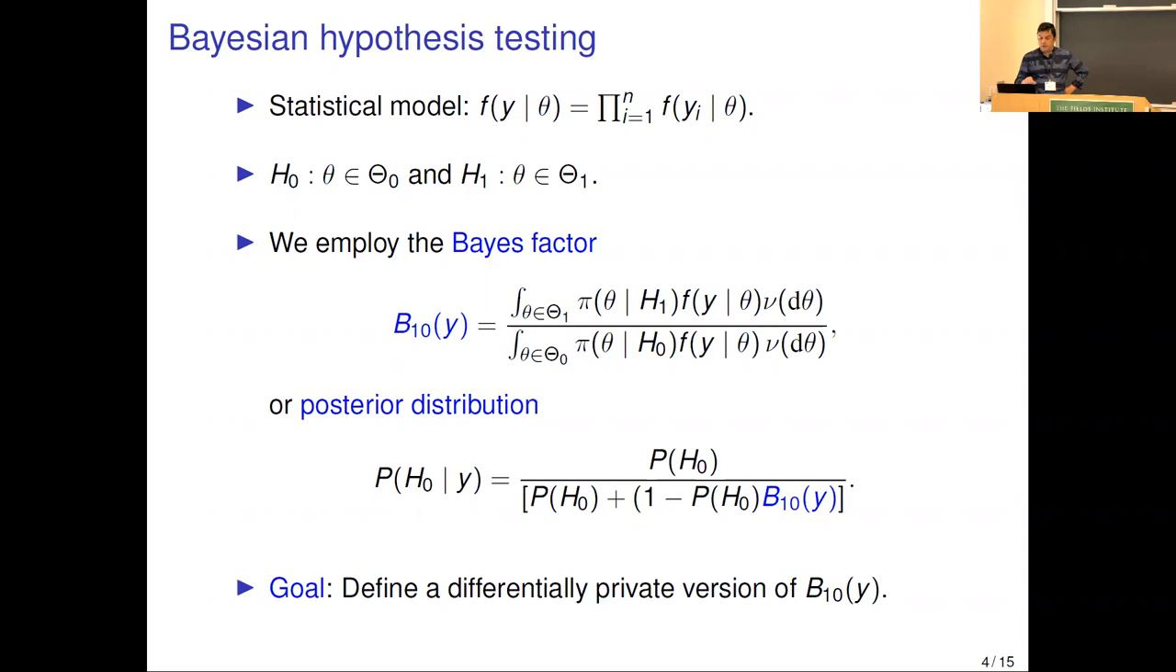1. Associated with the Bayes factor, we also have the posterior distribution. This is another, more intuitive quantity that we can also use to test these hypotheses. This would be the posterior probability of the null hypothesis. Something I want to note here is that there is a one-to-one relation, for any problem in Bayesian statistics, between the Bayes factor and the posterior distribution. So something that we wanted to do was research how we can define a differentially private version of the Bayes factor.